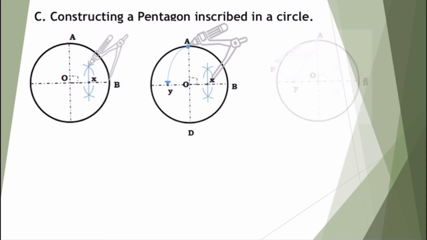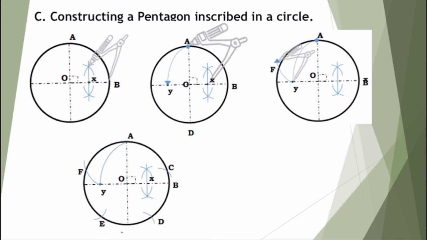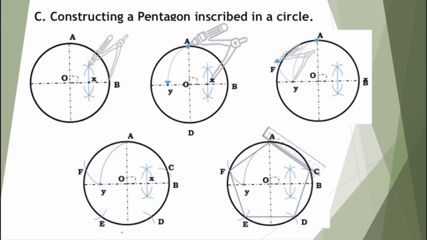Next step, open the compass from A to Y, take that distance to the perimeter, and you obtain point F. Next step, place the compass at F and repeat that distance 4 more times to find the vertices of the pentagon F, E, D, C, and A. And for our last step, using a straight edge, connect the points along with A to obtain the pentagon.